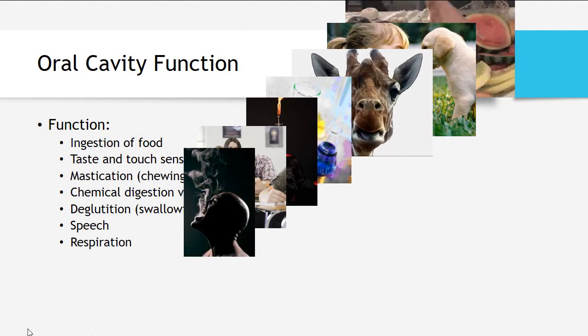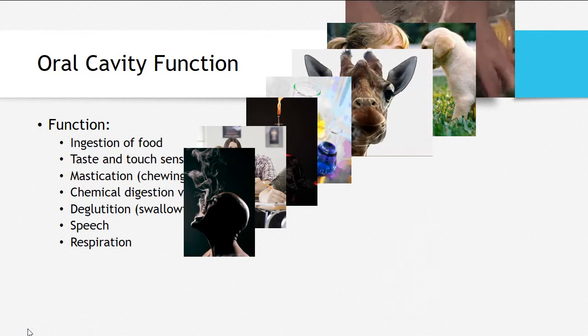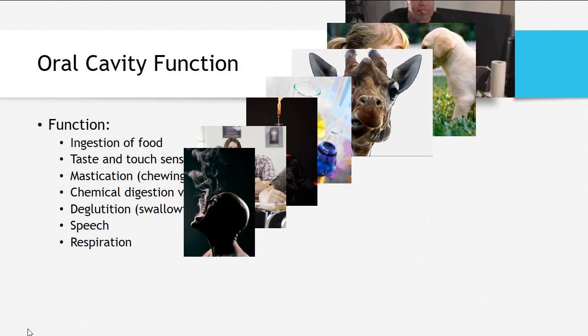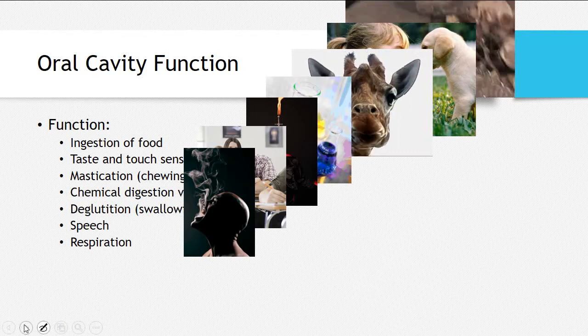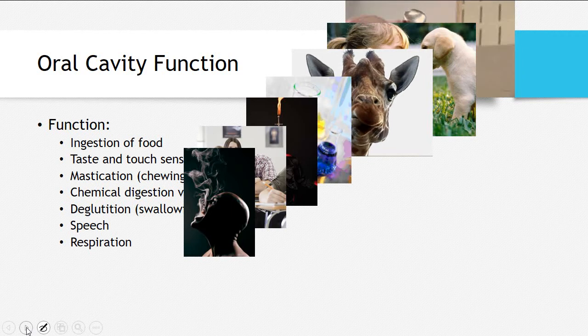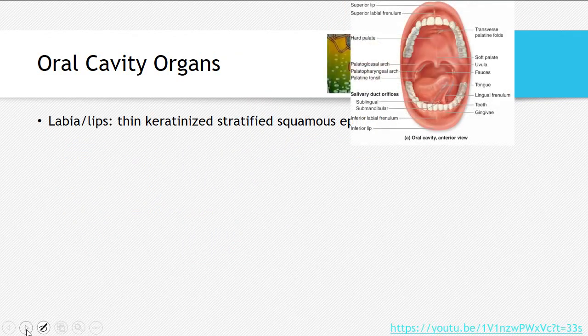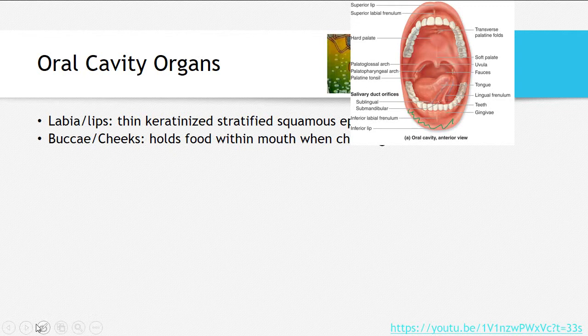Of course, there could be air passing through here. It's not the only location where air will pass through, but you could end up breathing through your mouth if you wish to, because it goes to the oral pharynx, right? So once again, the labia is made up of this thin, keratinized, stratified squamous epithelium. It's very thin. That's why it tends to have a more reddish tone because of the blood vessels underneath that we can actually see. And then the buccae, once again, are the cheeks, and they hold food in. Without cheeks, food would be dribbling out of your mouth like Two-Face.